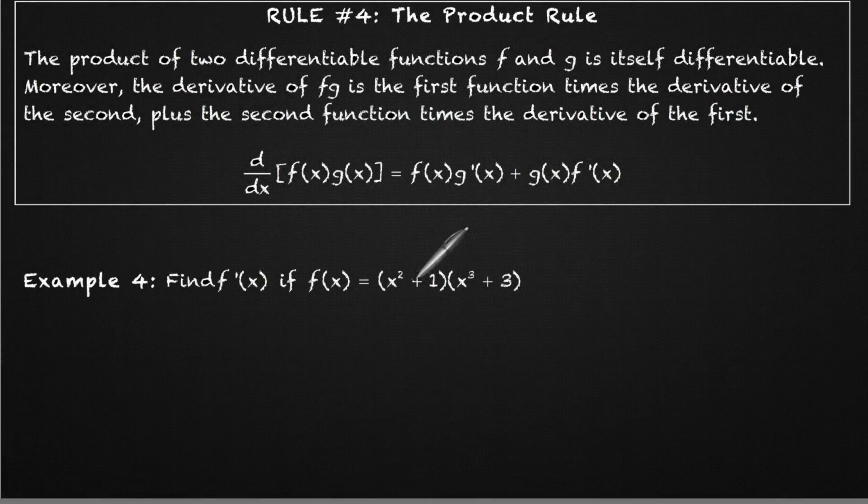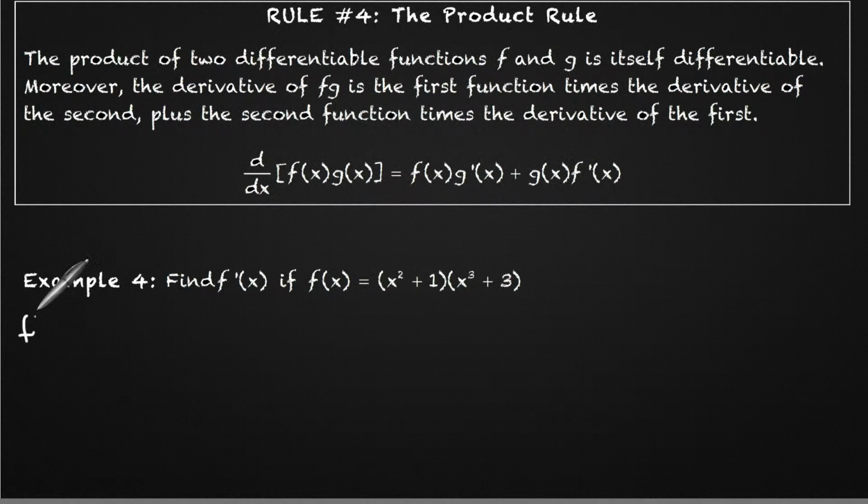Okay, here we have what's called the product rule. And the product rule essentially says that if you have two functions that are being multiplied together, you take the first function, f of x, times the derivative of the second function, plus the second function times the derivative of the first function. So let's see how this works in this particular problem.